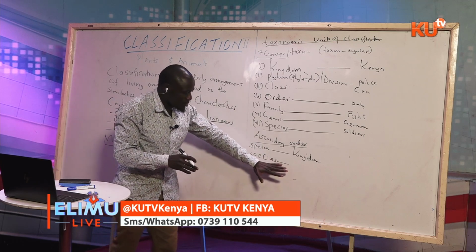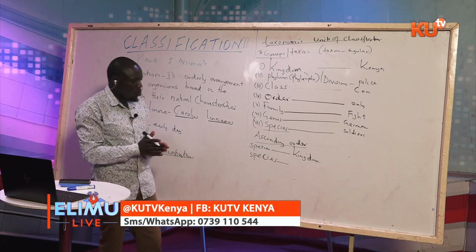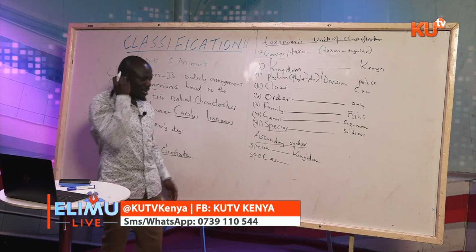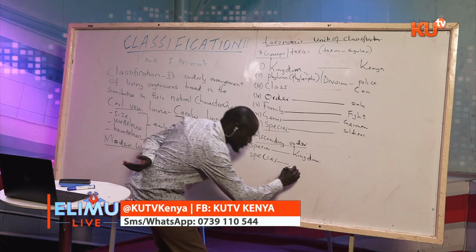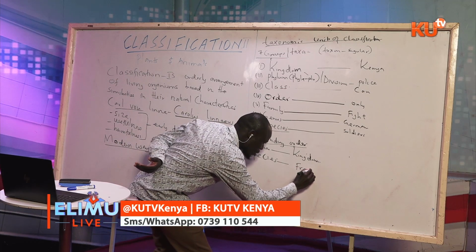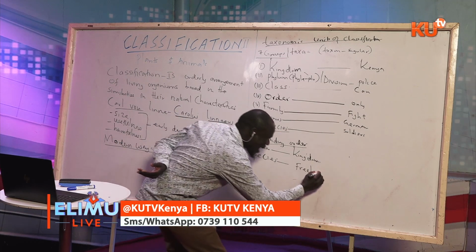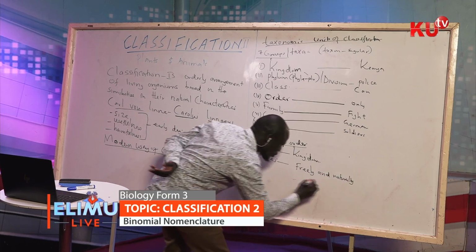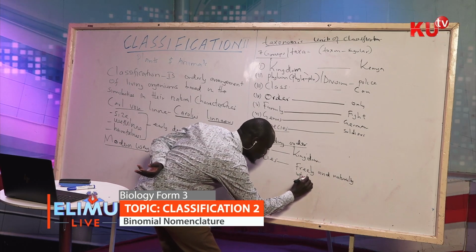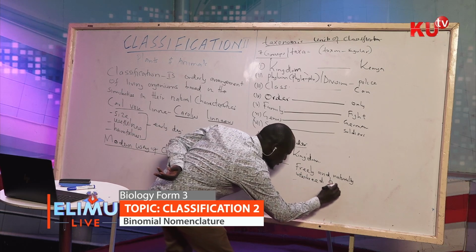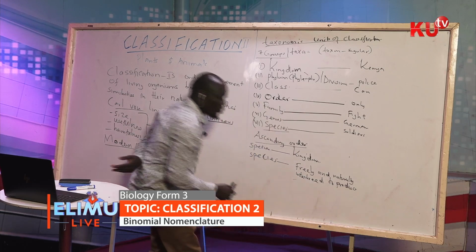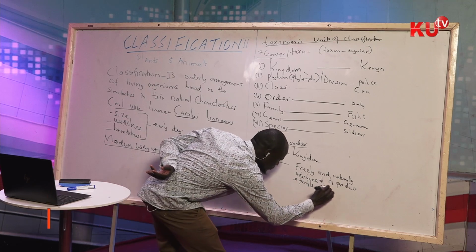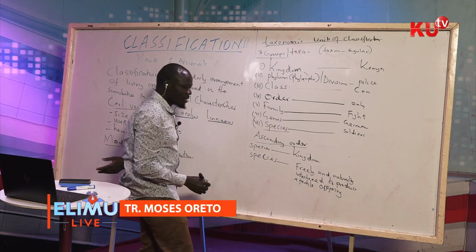with common features which can freely and naturally interbreed. The key word here is freely. These are a group of organisms that can freely and naturally interbreed to produce a fertile offspring. To produce a fertile offspring.